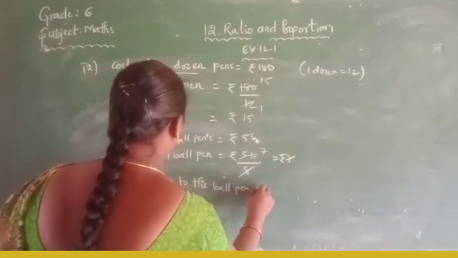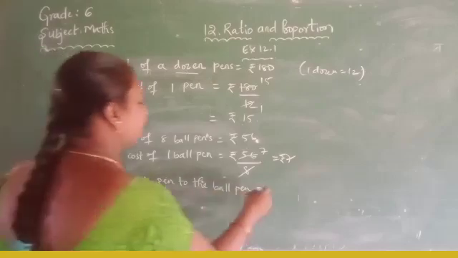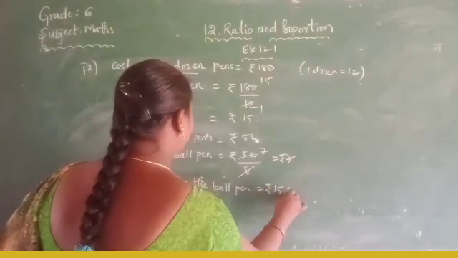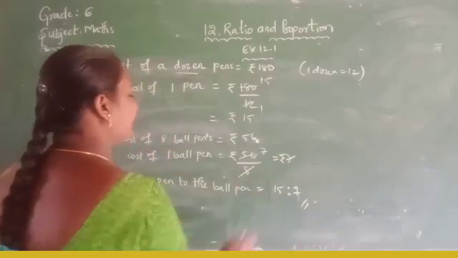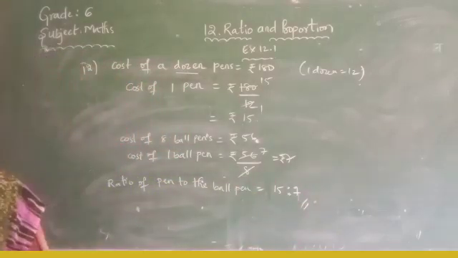What is the cost of the pen? That is 15. The ball pen cost is 7. So 15 is to 7 is our required ratio.